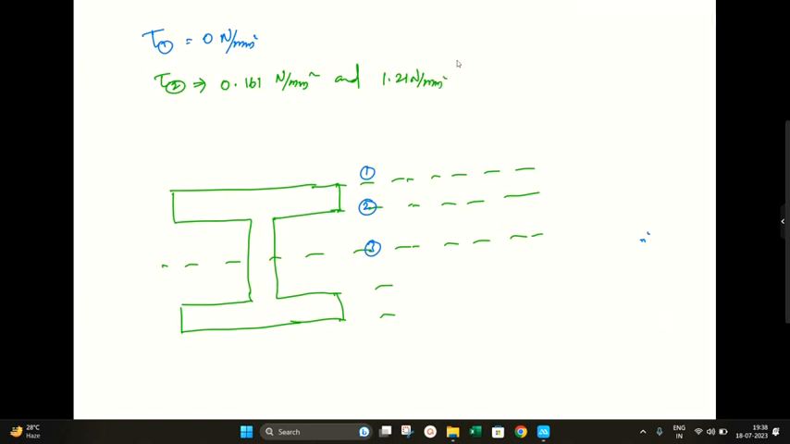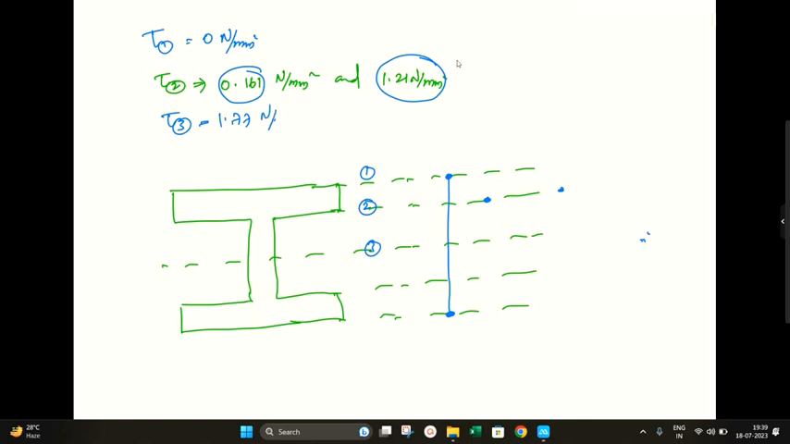If I draw a baseline like this, here at 1 it is 0. Here also, due to symmetry, I can say it is 0. At 2, you have 2 points, that is 0.161 and 1.21, that is, you have 2 values over here. And tau 3, I got it as 1.77 Newton per mm square.